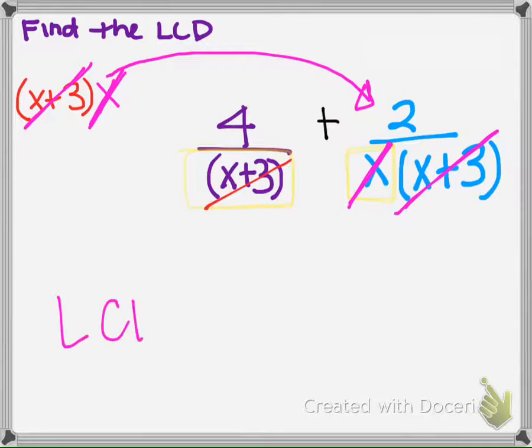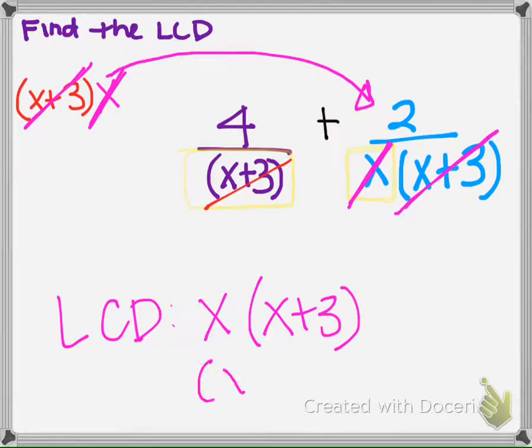So our least common denominator is x times x plus 3. It doesn't matter if you write it like this or like that. So that's our least common denominator. Now we're going to rewrite the fractions using those denominators.